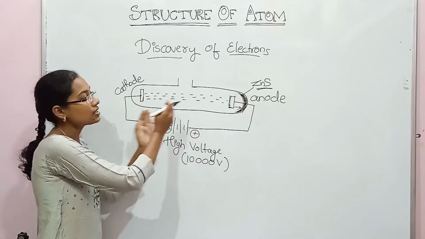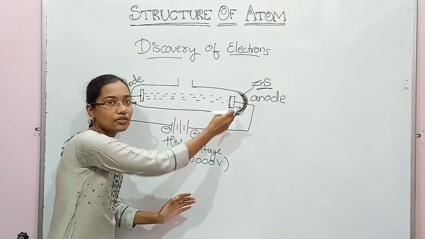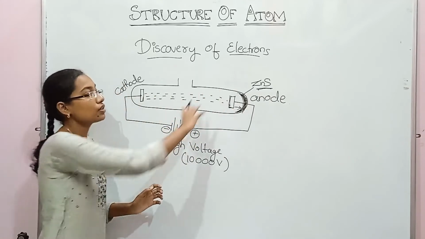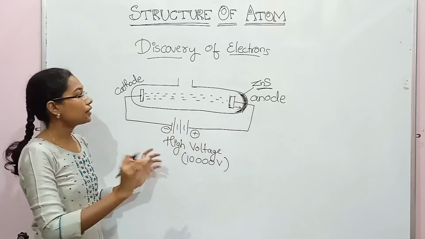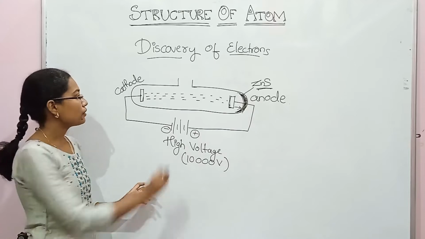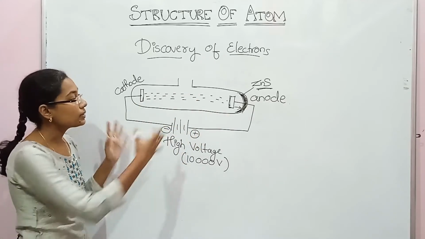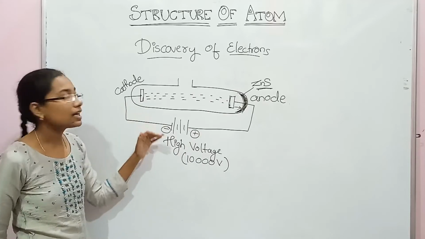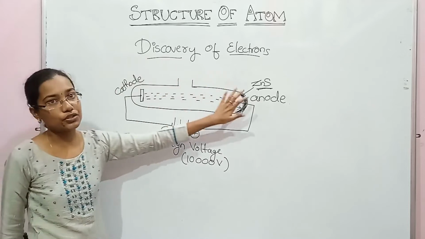So we got to know that the rays are coming from cathode to anode. When rays come from cathode to anode, then only the fluorescent material glows. By the glowing of the fluorescent material, zinc sulfide, we got to know the rays are coming from cathode to anode, that is, from the negative end to the positive end.